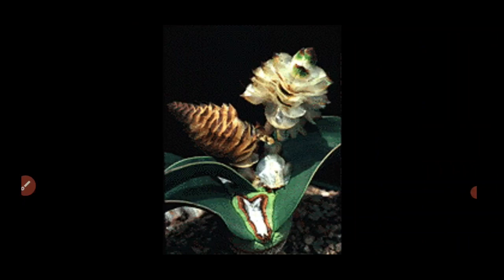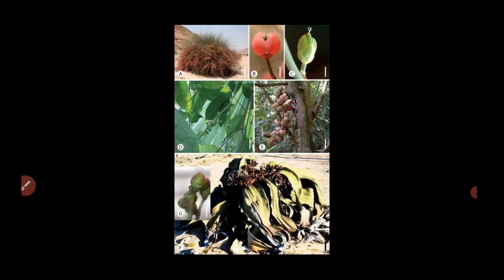And then Gnetales. Gnetales are a small group of plants. They possess advanced characters like angiosperms. The ovules are naked but develop on a flower like shoot. Example, Gnetum.